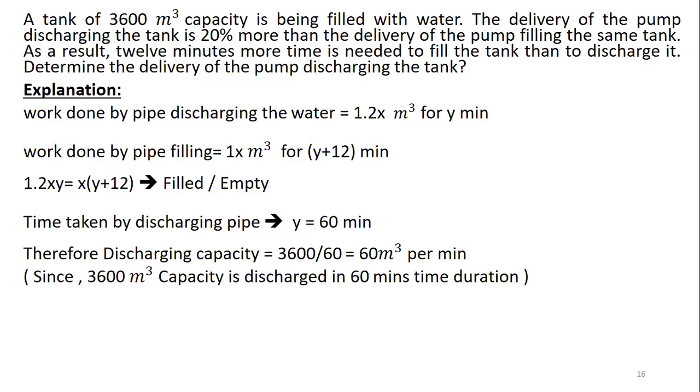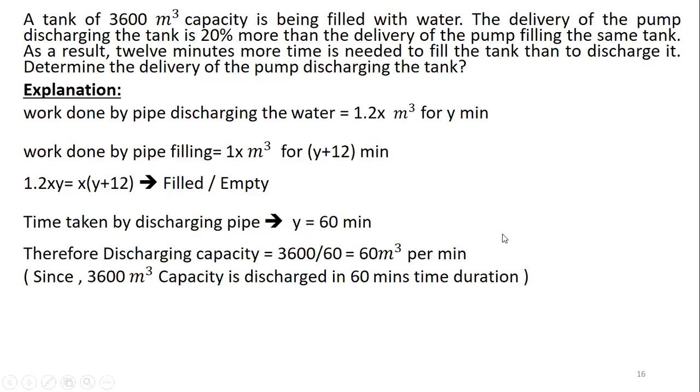So now let us take the work done by the filling pipe as x meter cube, then 20% more work is being done by the discharging pipe. So let it be 1.2x meter cube. Now the time taken by the discharging pipe is just y minutes, and the time taken by the filling pipe is y plus 12 minutes, as per the data given in the question. See here, it is 12 minutes more.